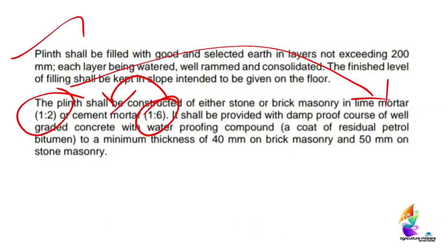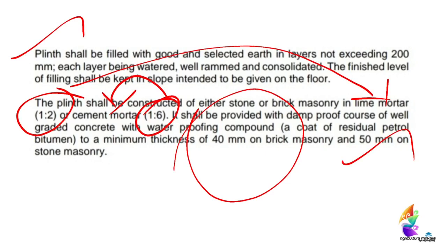And the waterproofing compound is a coat of residual petrol bitumen, to a minimum thickness of 40 mm on brick masonry or 50 mm on stone masonry. You have to remember the slope and thickness, everything.